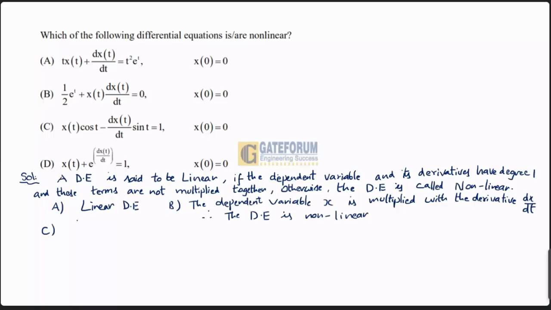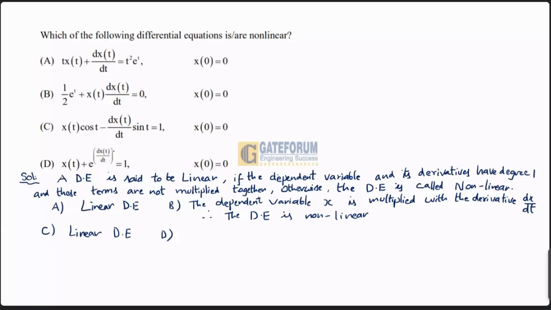C. x of t cos t. Here the dependent variable is x, derivative dx by dt has power 1 and these two terms are not multiplied. So, linear differential equation in option C.